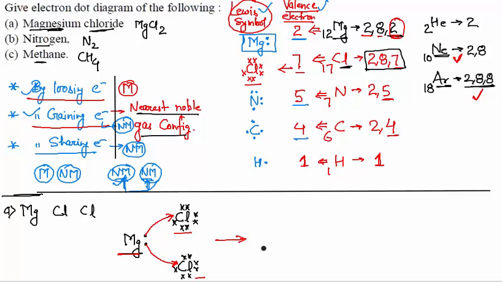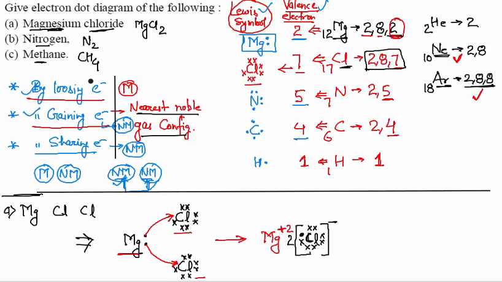So what will happen? Magnesium lost two electrons, so the charge on magnesium will be plus 2. And what about chlorine? Chlorine is gaining one electron. It has 7 valence electrons, and because it is gaining one electron, it has a negative charge. And you have how many chlorines? 2 chlorines. So put 2 here and put it in brackets. So this is your electron dot diagram of MgCl2.